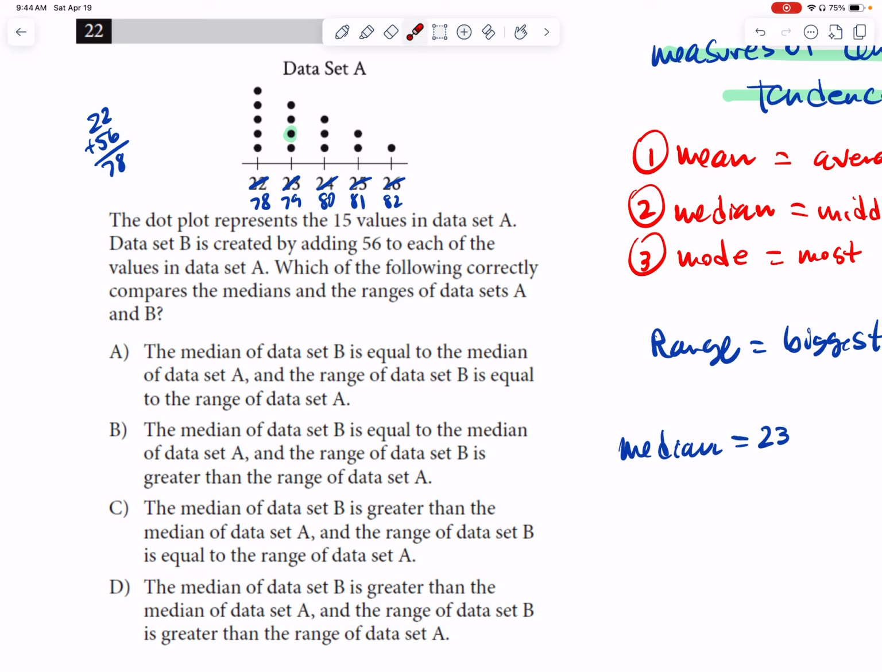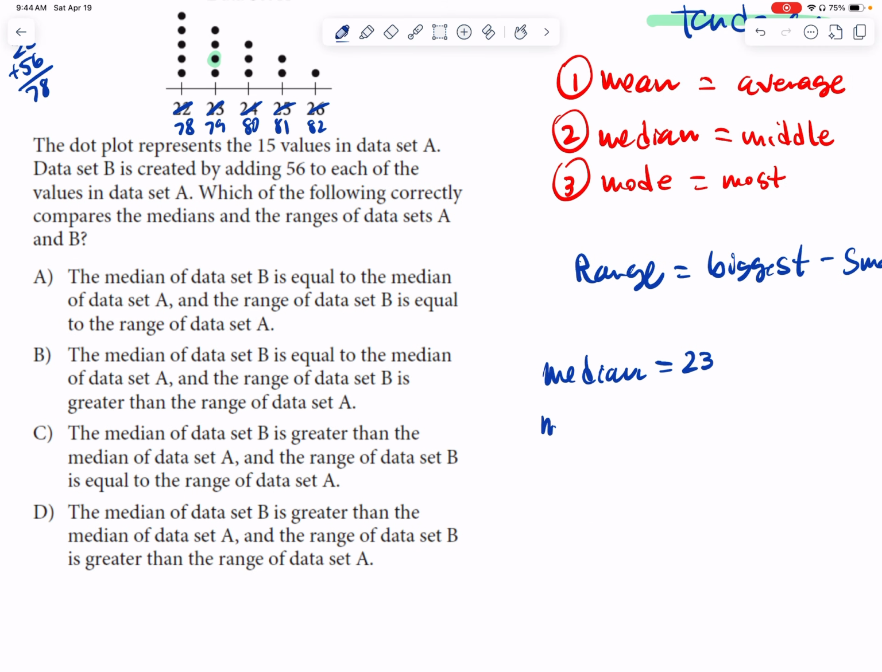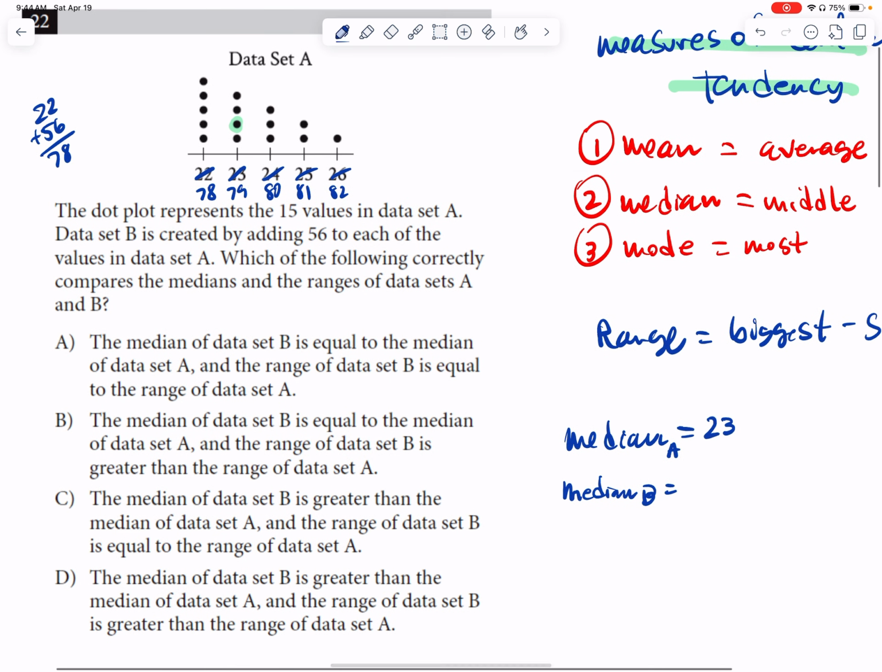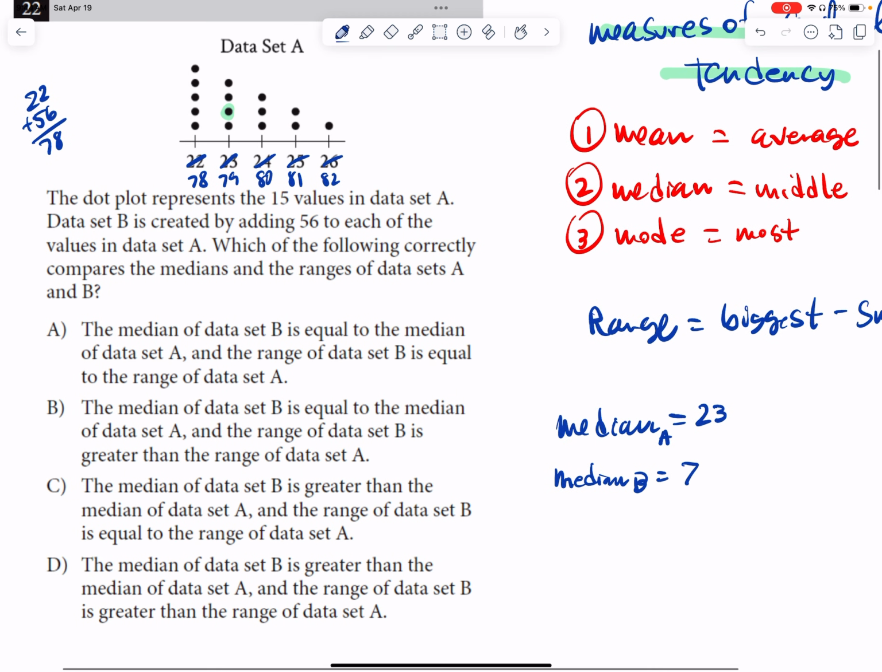And now if I do the exact same thing, where I find the eighth number in this list, it's still this same green dot that's right here. 1, 2, 3, 4, 5, 6, 7, 8. Oh, look at that, it's 79. So for the new data set, I will say that this is A, and this is the median for B, that's equal to, I can see there pretty clearly that it is a 79.